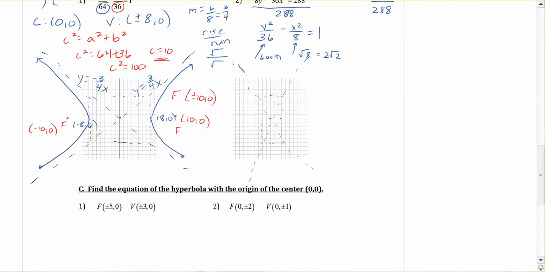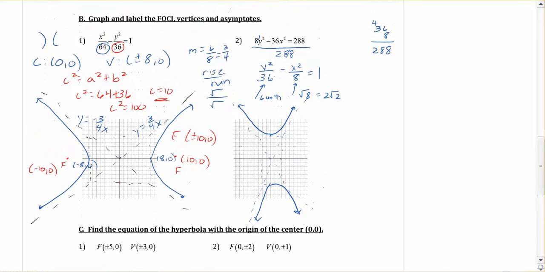This one's going to be a little skinnier, but make sure your graph goes through this vertex and hugs the asymptotes. Like I said before, since y squared was first, and it was over 36, whatever comes first is going to be where your vertices are. So my vertices are going to be 0, 6, and 0, negative 6. Let me write over here: my center was 0, 0.